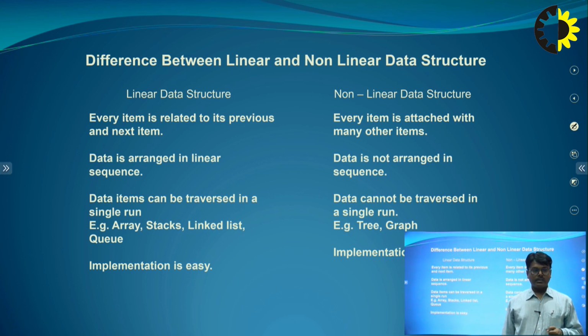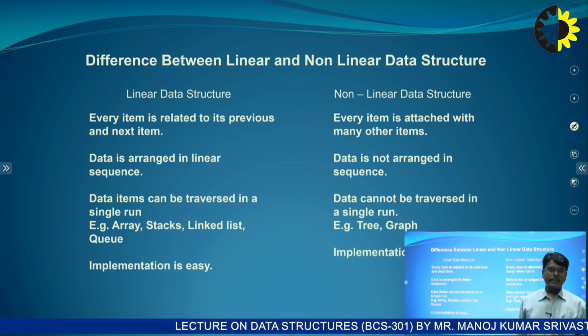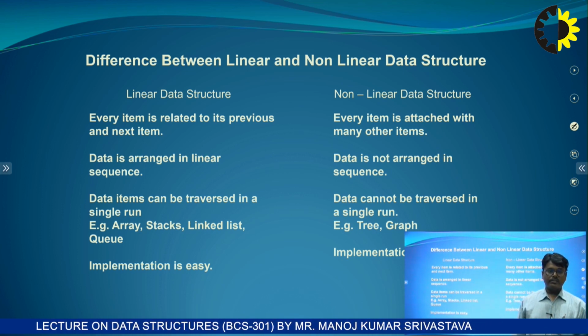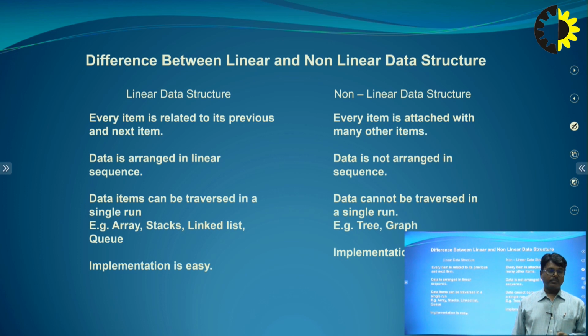Data items can be traversed in a single run. This is the most important part of the linear data structure. Whenever we traverse data here, we traverse it linearly, in a single run. Array, stacks, linked list, and queue can all be traversed in a single run. But in case of non-linear data structure, it is not possible because it consists of trees, and trees have many branches. Those branches can be backtracked and then we come again to the main track. So it is not possible to traverse sequentially in a single run.